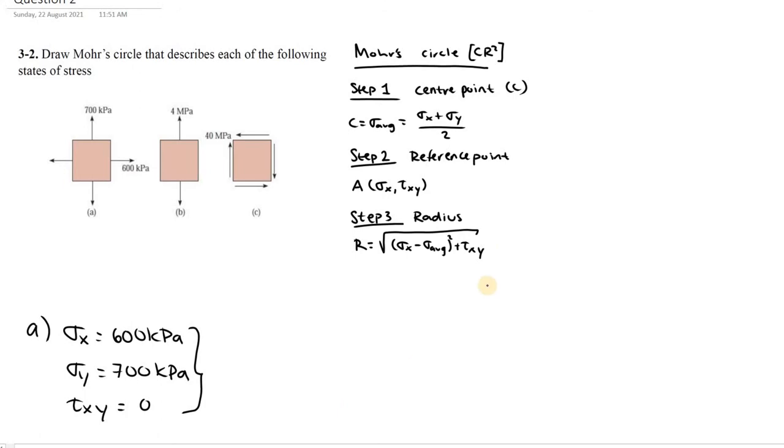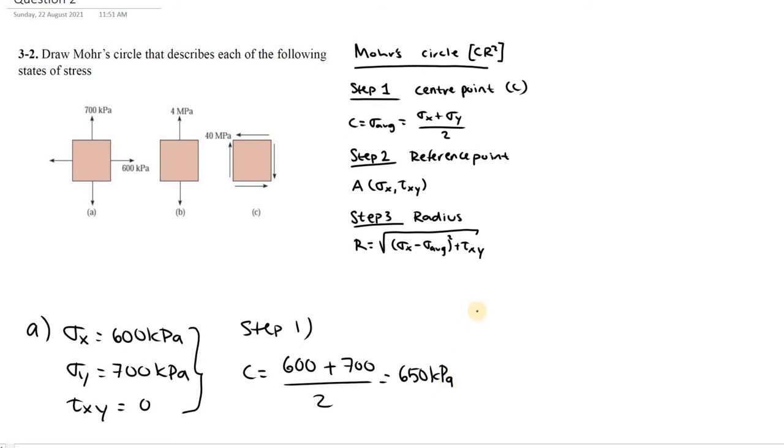We can now apply these steps of beginning Mohr circle, so finding the center point, finding our reference point, and also our radius. So step 1, we're going to find the center point, and I'm just going to use the formula directly as we wrote them here above, 600 plus 700 divided by 2. And we find that our center point is located at 650 kilopascals.